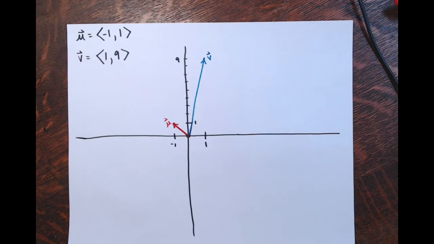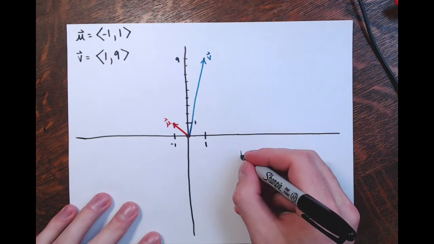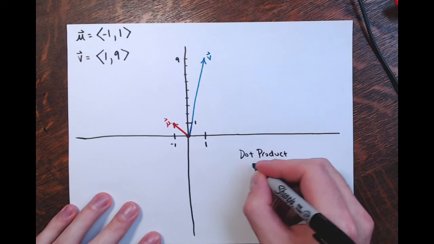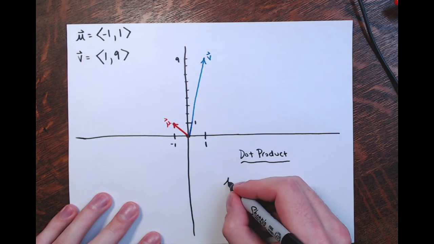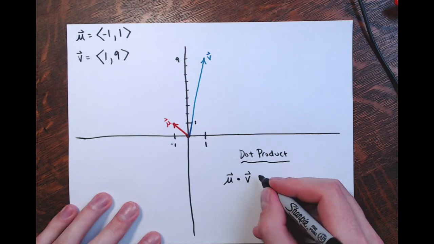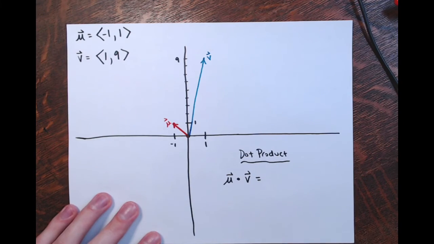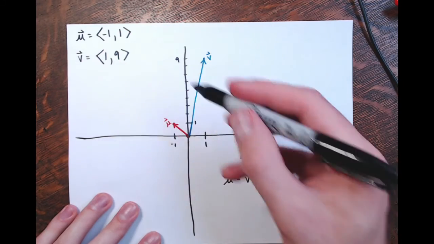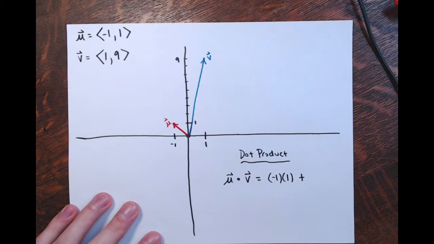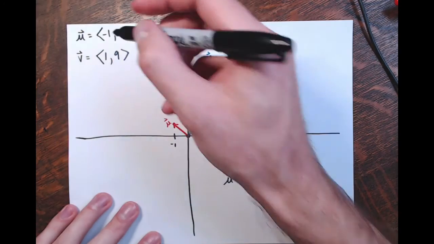Now, the dot product of these two vectors: take vector u, then a big dot between them, vector v. It's just the product of the horizontal components, so negative 1 times 1, plus the product of the vertical components, 1 times 9.